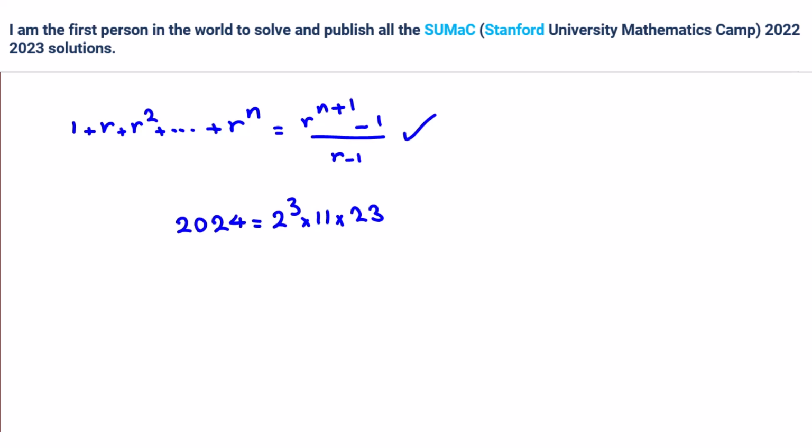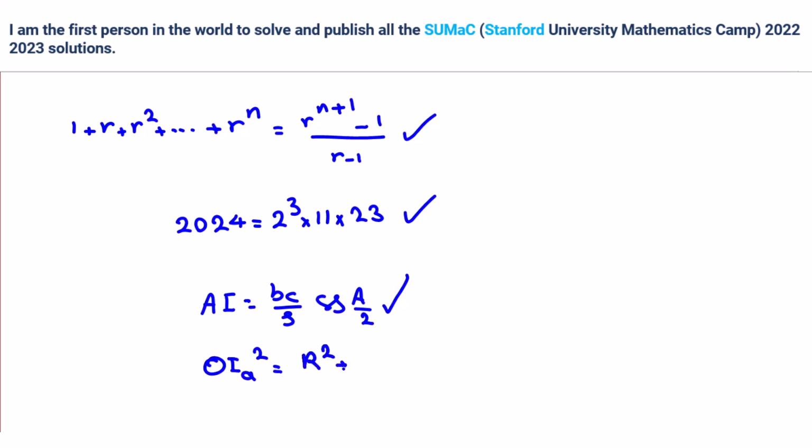And AI is what? AI is the square root of BC over s times cos A over 2. Good job. Great, great. OIA squared is what? It is r squared plus 2Rr. R is the inradius. Exactly. Good job. You answered all of them correctly. Only one is left.